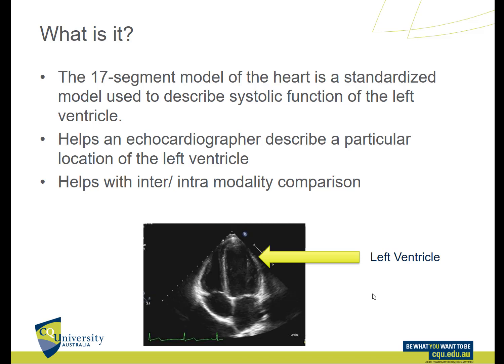If we have a standardized way to describe these different segments of the left ventricle, it helps us a lot. The reason why there are 17 segments is because the heart is three-dimensional. Even just looking at this four-chamber right here, this is only one slice of the heart. It might look as though all segments of the heart are contracting normally in this view, but perhaps if we looked in a two-chamber view, we might see an issue on one of those segments that we wouldn't necessarily see in a four-chamber.